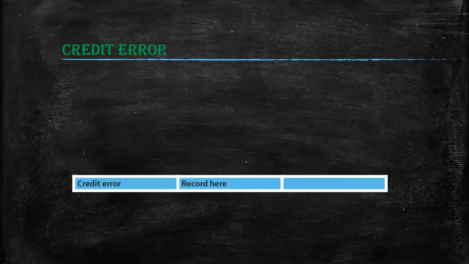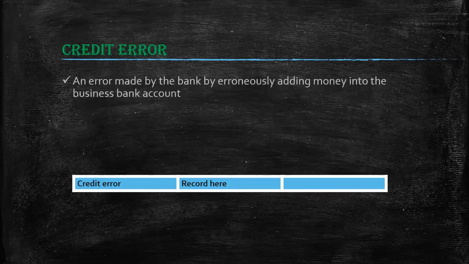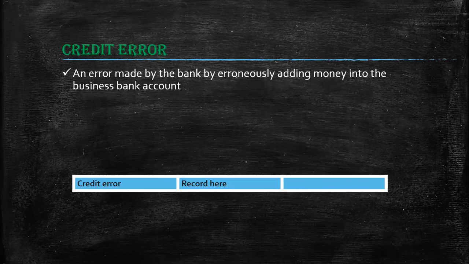Credit error. Remember, guys, now we're discussing the bank reconciliation statement. With the bank reconciliation statement and the bank statement, just think of equity. Equity increase on the credit side, equity decrease on the debit side. So this is an error made by the bank where money will be added into the business's bank account by mistake.